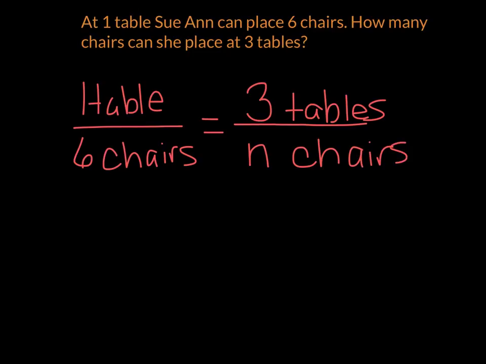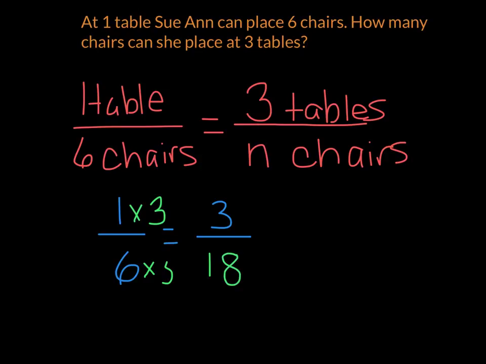Now we take a look at this and we set this up as a fraction. So I'm going to put 1 over 6 equals 3 over, we're not sure yet. So I take a look here and I say, what do I multiply or divide to get from this 1 here to the 3 here? I know that I would multiply by 3. So if I multiply the top by 3, I have to multiply my bottom by 3 as well. So 1 times 3 equals 3, 6 times 3 equals 18. So we would be able to put 18 chairs at the table.